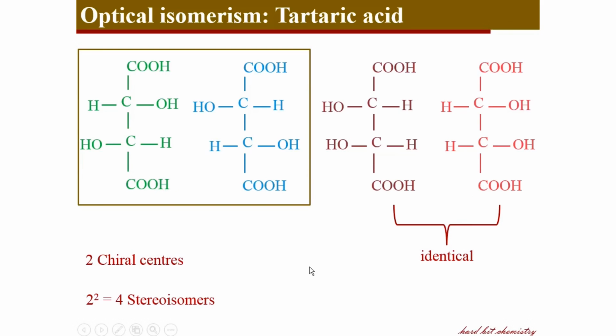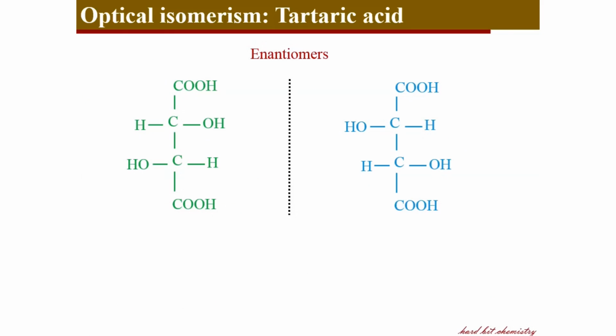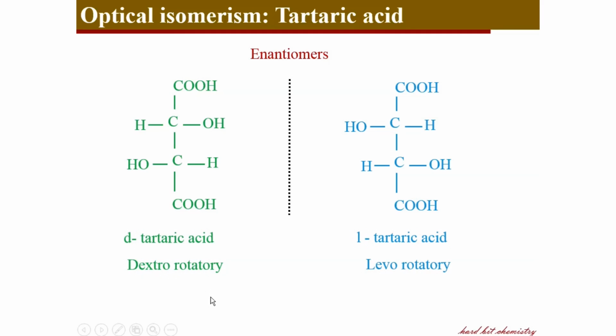Considering the first 2 structures, the green and blue one, they are related as object and non-superimposing mirror image. Therefore, they are enantiomers. And the first one is dextro-tartaric acid. It rotates the plane of plane polarized light through plus 12 degrees, whereas the second one, the blue one, is levo-rotatory tartaric acid with a specific rotation of minus 12 degrees.